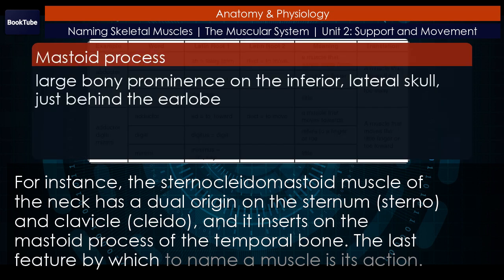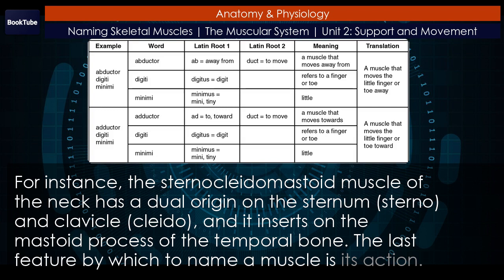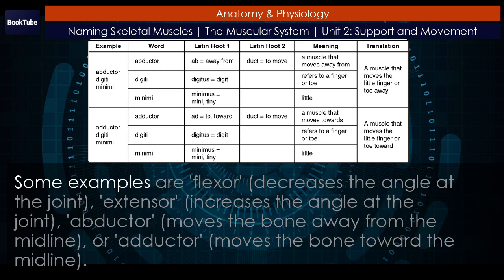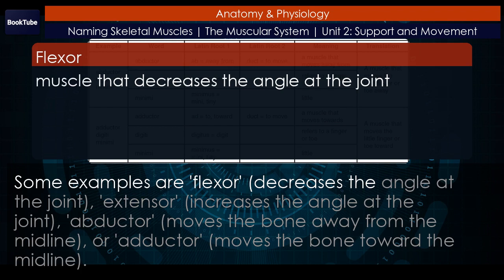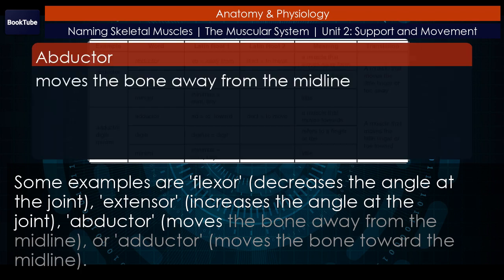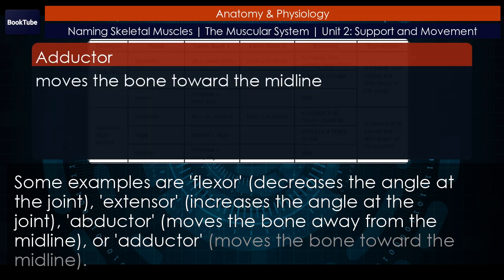The last feature by which to name a muscle is its action. When muscles are named for the movement they produce, one can find action words in their name. Some examples are: flexor, decreases the angle at the joint; extensor, increases the angle at the joint; abductor, moves the bone away from the midline; or adductor, moves the bone toward the midline.